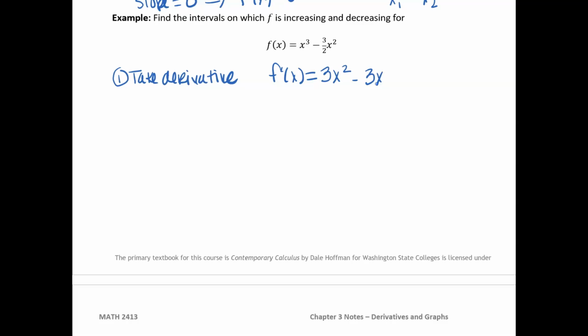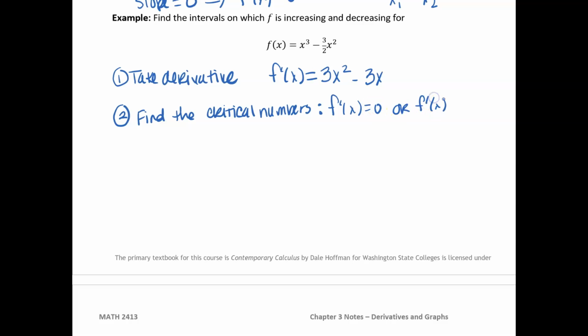After you take your derivative, part 2, find the critical numbers. We've already been finding critical numbers in this chapter so far, and we've worked with them a little bit, but now we're going to work with them even more. Just as a reminder, your critical numbers are where f prime of x is equal to 0, or f prime of x doesn't exist. Remember, those were our two situations.